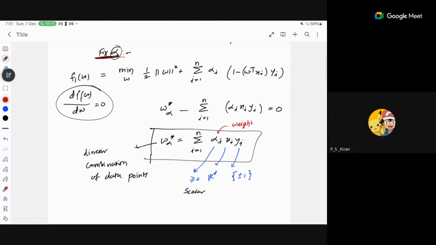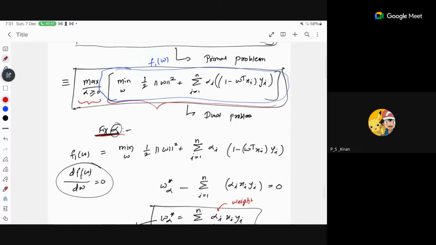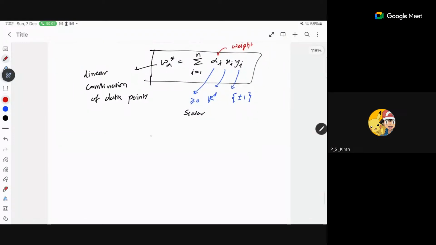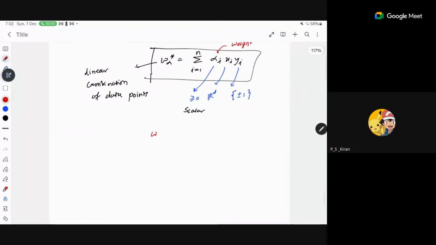But my objective is not to find W alpha star. What is my objective here? To find alpha star, right? Correct. All of you agree with that? Yes. And now W alpha star, I think we discussed W alpha star in the previous week also. I can write this in the algebraic form.